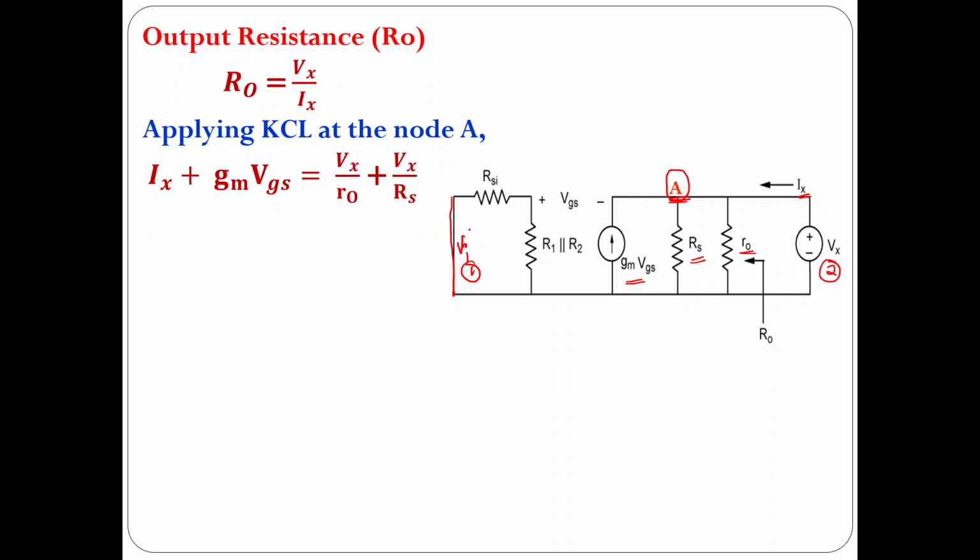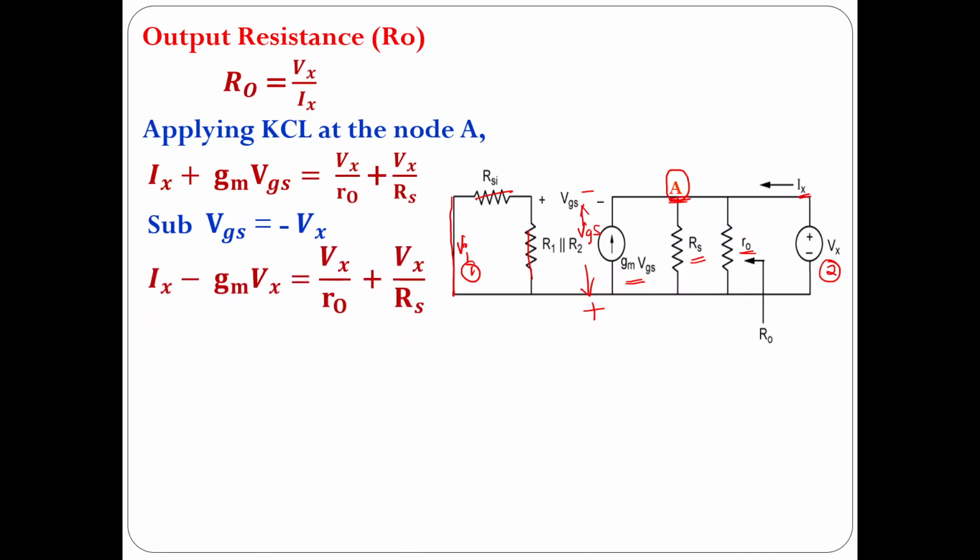Now try to understand, since Vi is short circuited, the entire branch will be shorted. Now Vgs will lie between this point and this point. The upper terminal will be negative and the lower terminal will be positive. Now relate Vgs with Vx. Vgs has minus, plus, and Vx has plus, minus. So how to relate that? So simple. Substitute Vgs is equal to minus Vx. So replace Vgs by minus Vx. That is the thing I have done here.